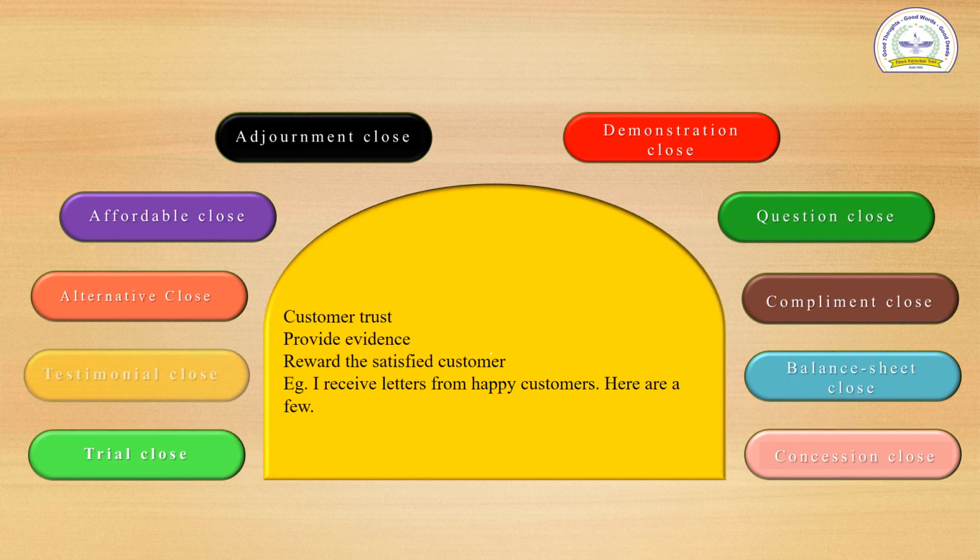The second, testimonial close, works by providing evidence from a credible source. Customers are more likely to trust someone who is similar to them. The salesperson can show a letter from a satisfied customer. The satisfied customer must agree to act as a reference. Reward the satisfied customer with thanks, which may be in the form of a letter of appreciation, a discount coupon, or a small present. The customer should be pleased to continue the conversation.